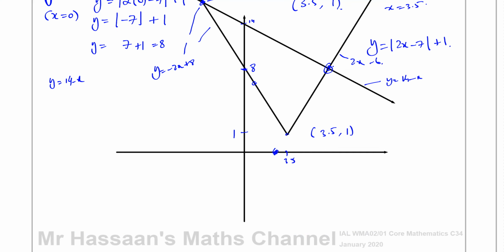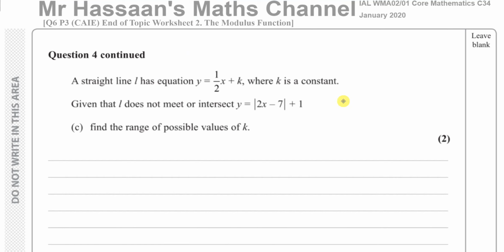Now for part C, it says a straight line L has equation y equals a half x plus k, where k is a constant. Given that L does not meet or intersect y equals the modulus of 2x minus 7 plus 1, find the range of possible values of k. In this case, we can do this in many ways, but probably the simplest way is by actually thinking about the sketch.